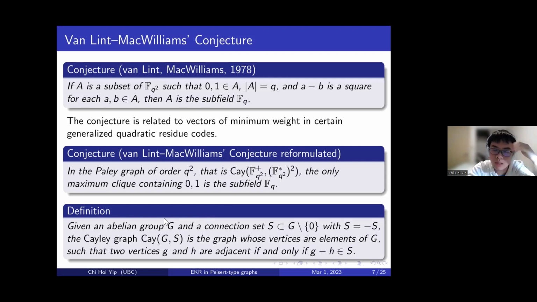Again, let me recall this definition. Given an abelian group G and a connection set S, the Paley-type graph Cay(G,S) is the graph whose vertices are elements of G, and two vertices are adjacent if and only if their difference is in S. In the case of the Paley graph, the group G is the additive group of the finite field with q^2 elements, and the connection set is the set of squares in the field.